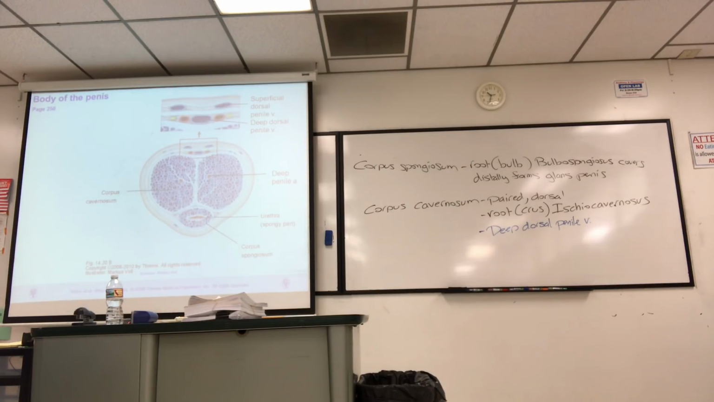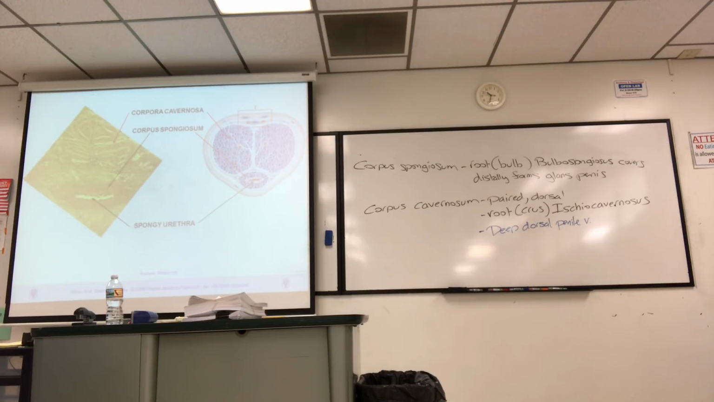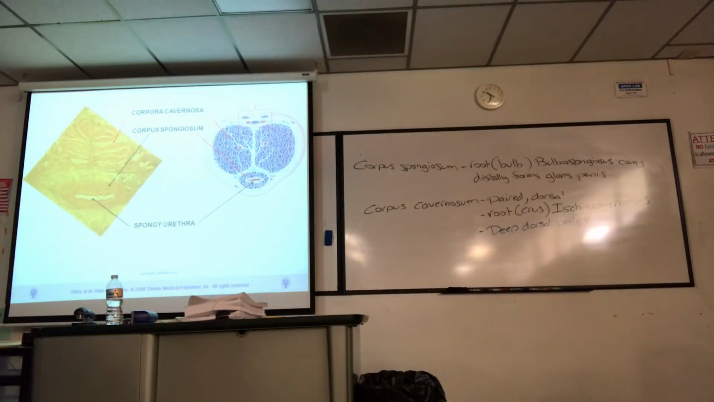Here's a histology slide next to the illustration. I'll turn off the lights. Can you see the monkey face? Well, you should be able to. I have it labeled. Right? There's one, there's the other. Corpus cavernosum. There is corpus spongiosum surrounding. The lumen is the lumen of the spongy urethra.